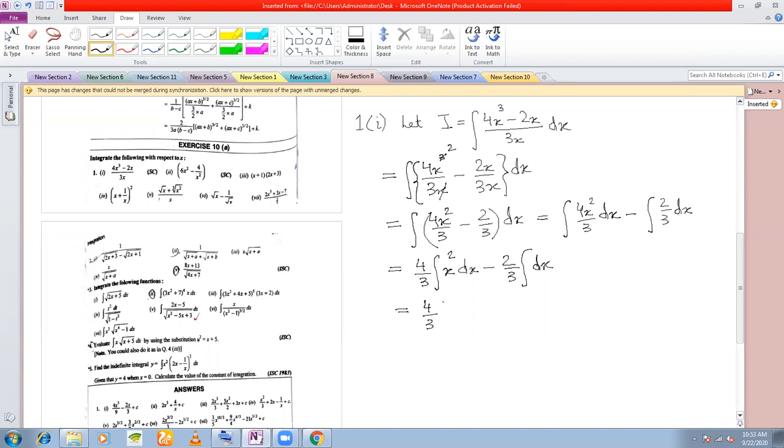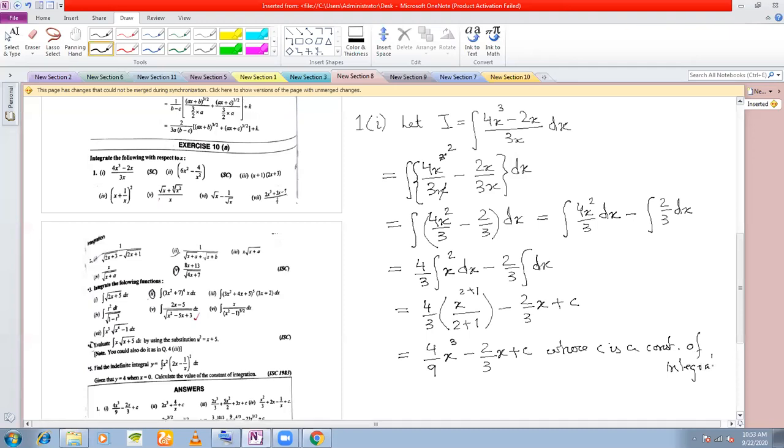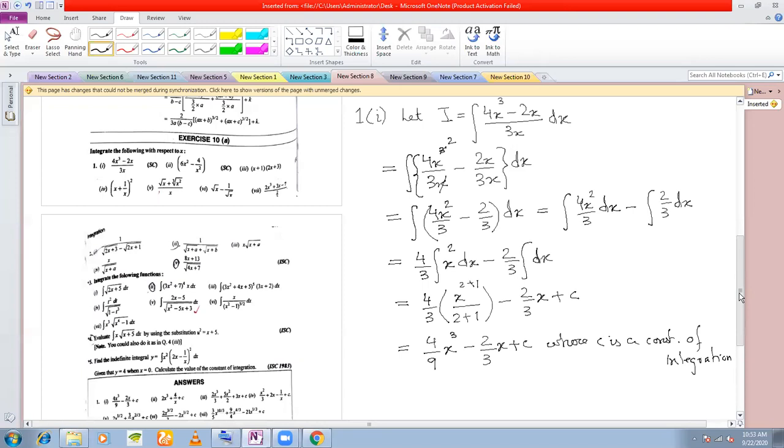4 by 3 and then integration of x square is x to the power of n plus 1 by n plus 1, minus 2/3 integral dx is x, and you add a constant of integration. So what you get here is 4 by 9 x cube minus 2/3 x plus c, where c is a constant of integration. Okay, so this was a fairly easy problem. Okay, so let us do the next one.